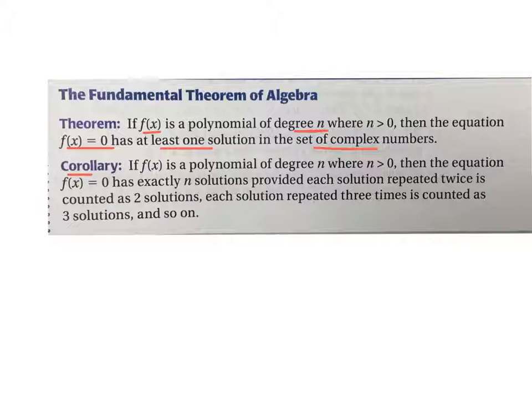Now, corollary, this is even more important as far as I'm concerned. If f of x is a polynomial of degree n, where n is positive, the equation has exactly n solutions, provided that a solution repeated twice counts twice, or if it's repeated 3 times, it counts as 3, and so on. So whatever the degree is to your function or to your polynomial equation, that's how many solutions you should get, or how many zeros you should get.